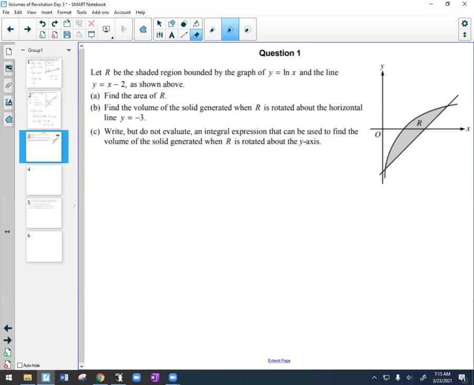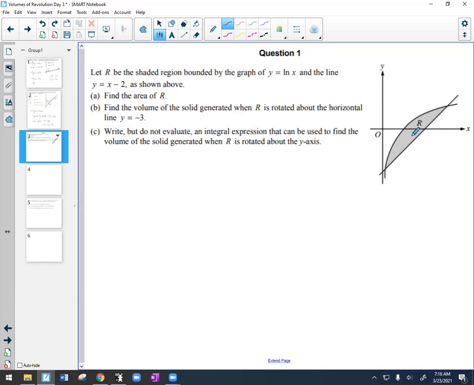Hey guys, here's a promise. I'm going to do this free response question. It's a calculator problem, number one, and you've got a region R, which is bounded by this curved line, which is log x, and this straight line, which is x minus 2. And they ask you to find some areas and volumes related to it.